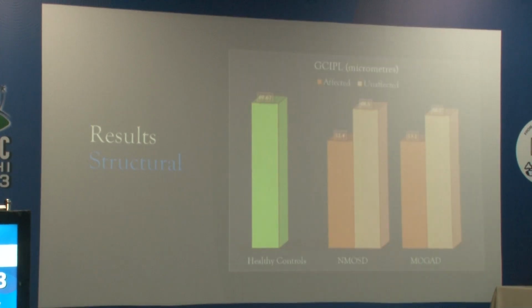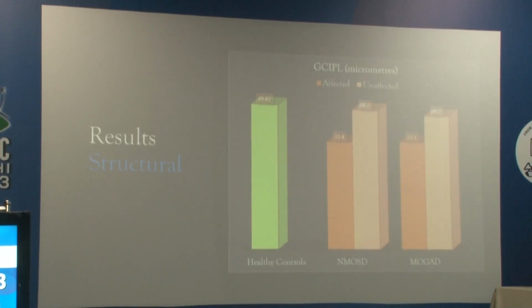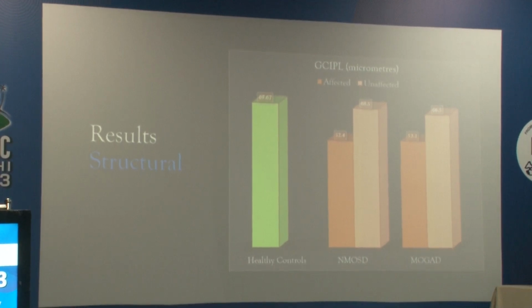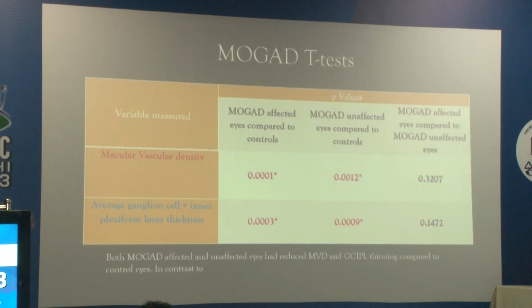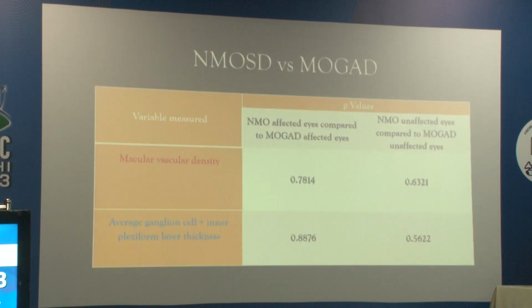When we look at the structural changes in terms of GCIPL thickness, we see that the NMOSD and MOGAD patients had reduction in the GCIPL thickness, or GCIPL thinning, majorly in the affected eye and not so much in the unaffected eye. The t-tests that we carried out for NMOSD and MOGAD groups reflect what we just saw in the graph. But when we compare NMOSD and MOGAD head to head, we do not find any statistically significant difference in the macular vascular density or the GCIPL thickness in either the affected eye or the unaffected eye.